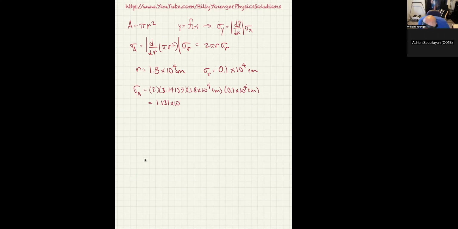That's 10 to the 8. So I would say that is the sigma A. The fractional uncertainty would be sigma A over A. And the A, of course, we've got to calculate.